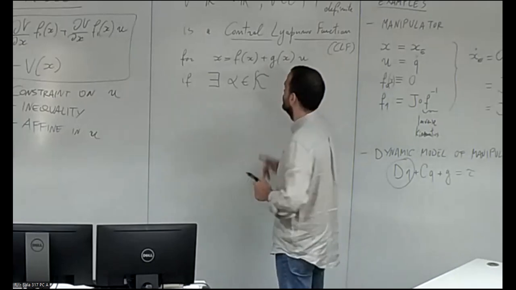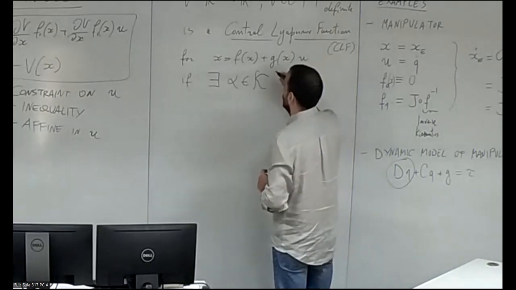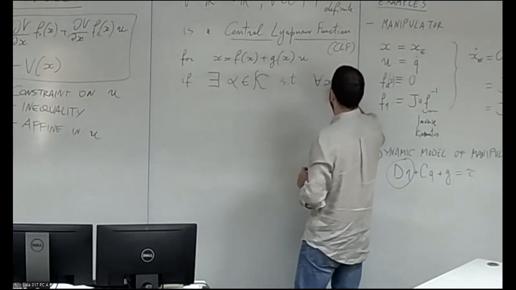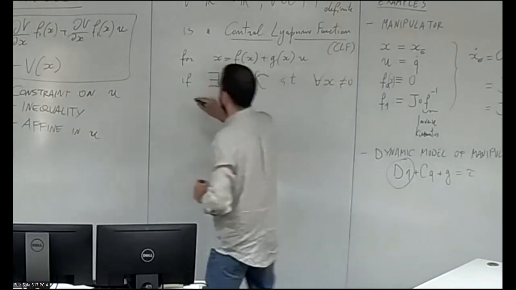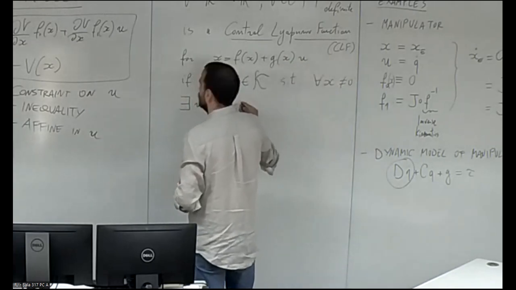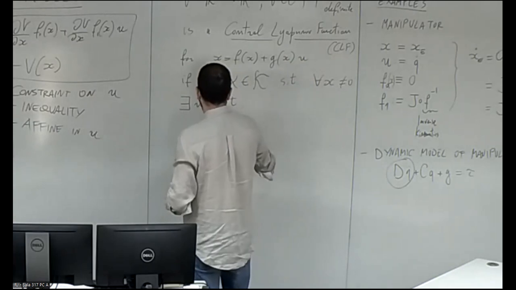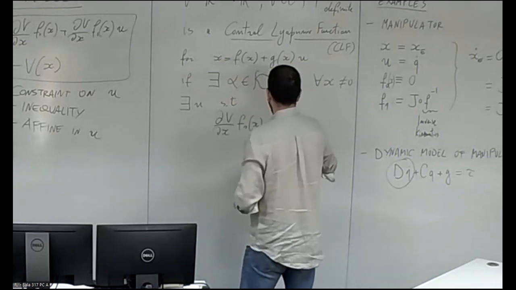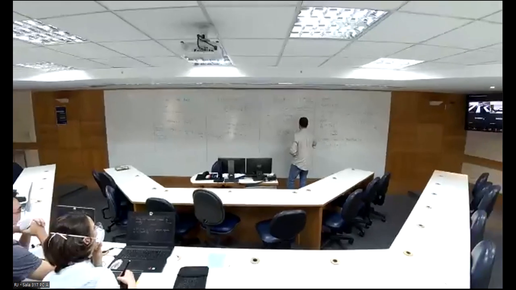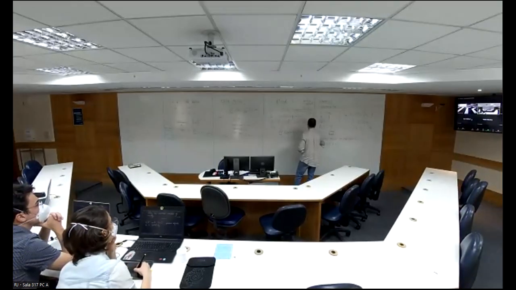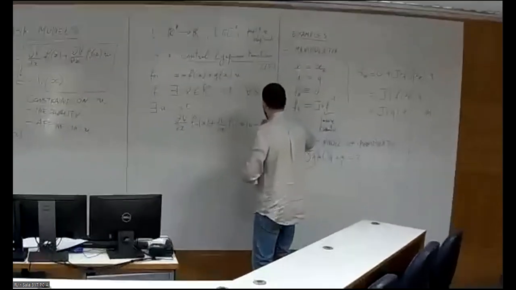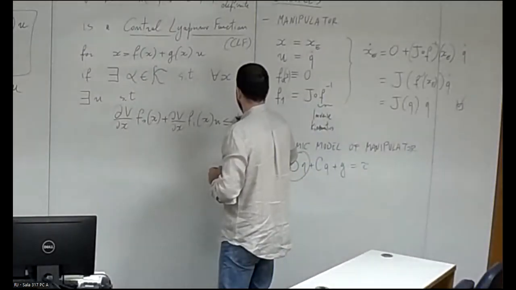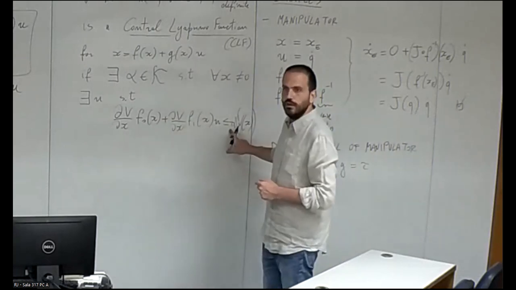A very simple function, but it's called class K, such that for all x different than 0, there exists a u such that the inequality holds. So dV/dx times f(x) plus dV/dx times g(x) times u is less than or equal to minus alpha of V(x). So there exists a u such that you can solve that.